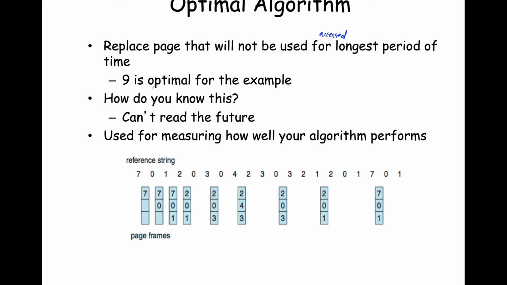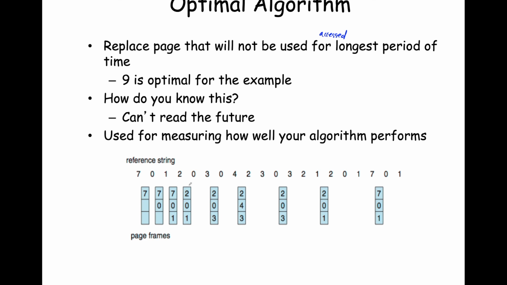And so how can you know this? Because you can't look into the future. Well, you can use the references that your algorithm performs in the past to do this. And so here we have a reference string, the same reference string, and now we're looking at our 7, we have a page fault, a 0, we have a page fault, 1, we have a page fault.